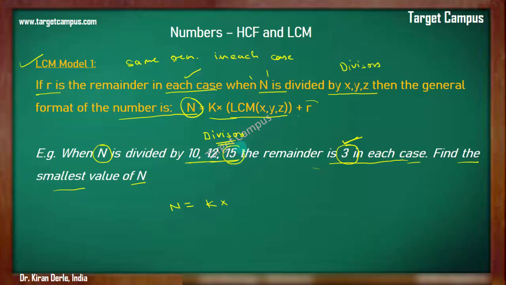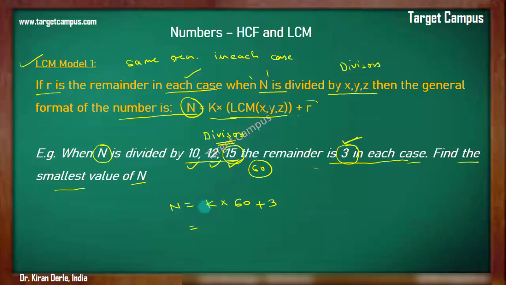So k into what is the LCM of these three? The larger number is 15. Is 15 divisible by this? No. So next number is 30. Divisible by this? Yes, but not by this, so it cannot be the LCM of all three. 45, not by this. 60, yes, by this and by this. So 60 is the LCM of all three. So k into 60 plus the remainder, 3.